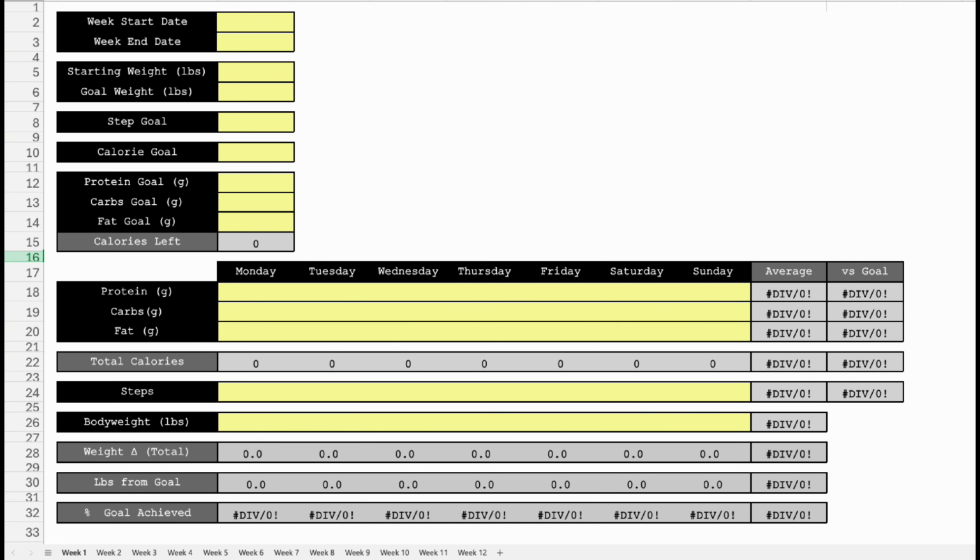First thing you would do is enter in the dates for the week. Let's just say this week starts on Monday the 14th and ends on Sunday the 20th. The week 1 tab is a little different from the rest in that you'll be entering in your starting weight and the weight you are aiming to achieve for this diet. Let's say we weigh 200 pounds and we're looking to get down to 190.